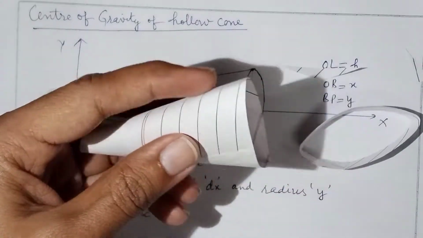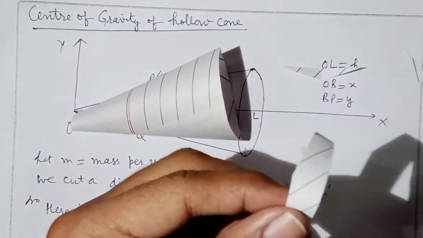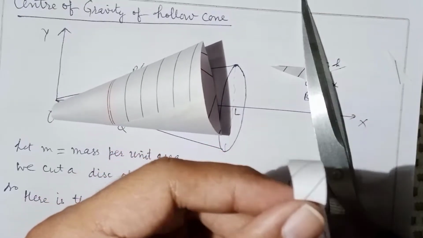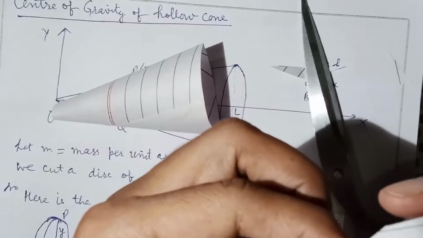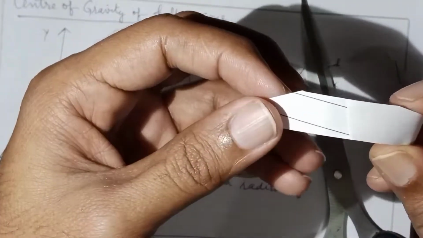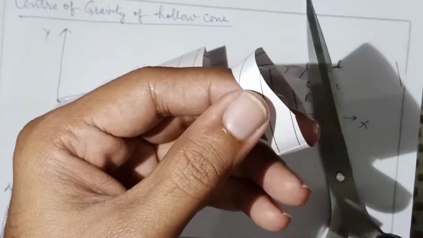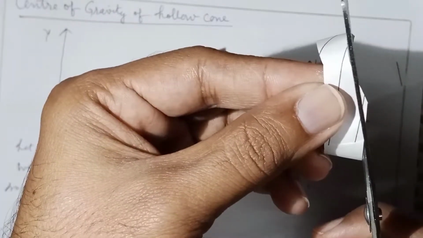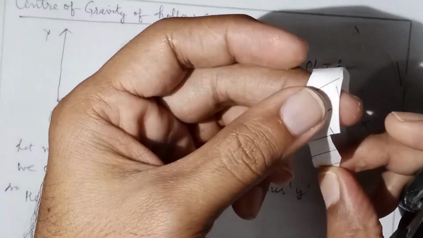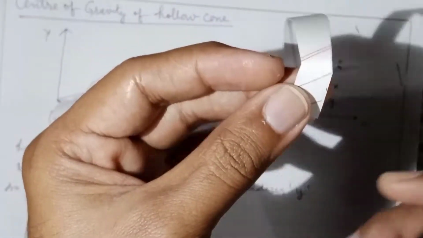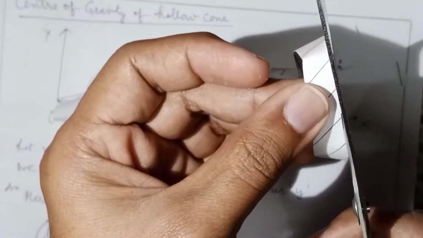Right. This is the disc. I have taken this disc. See at it. This one. You can see this. So this is the circular disc that I have cut from the cone. Right.